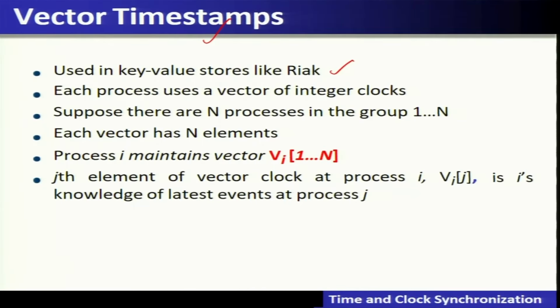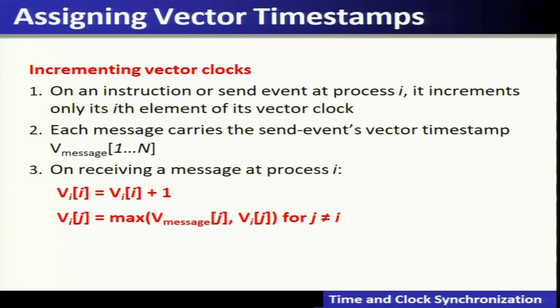Suppose there are n processes in a group, so n elements will be there. So, process i maintains a vector Vi[1..n]. The jth element of the vector clock at process i, Vi[j], is process i's knowledge of the latest event that happened at process j. So, implementing the vector clock.